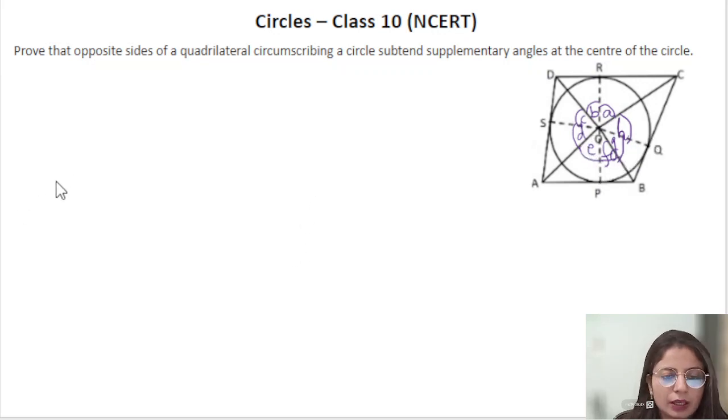Now we have to prove that opposite angles, that is angle COD and angle AOB, subtended at the center of this circle, are supplementary. So we will prove that angle COD and angle AOB are supplementary. That means we will prove that their sum is 180. Two angles are said to be supplementary when their sum is 180.